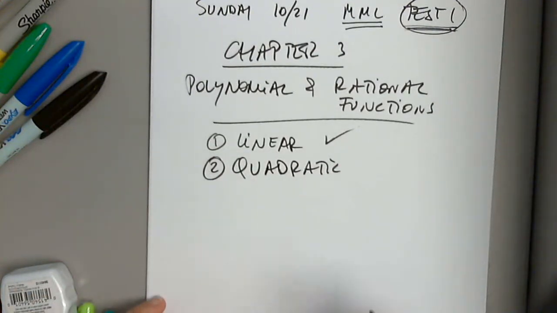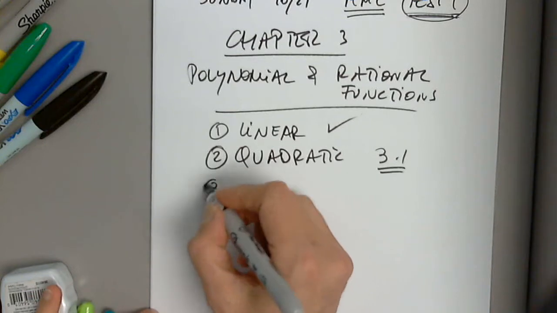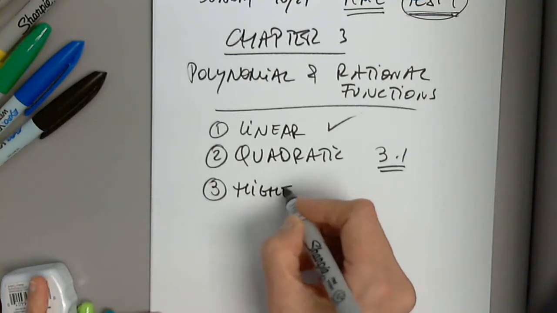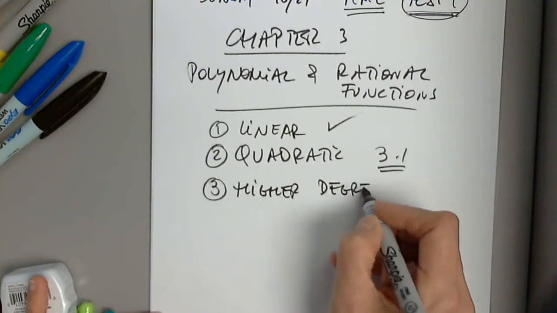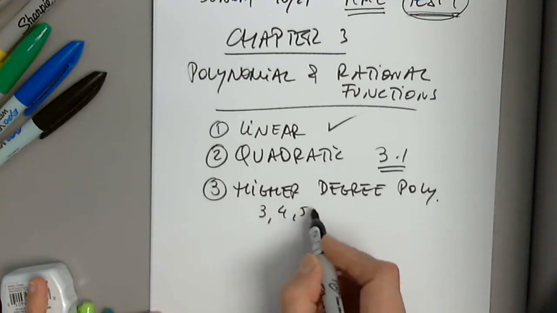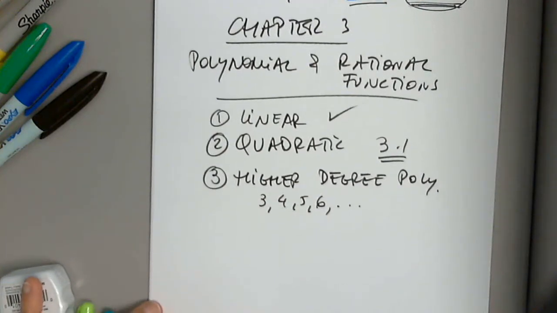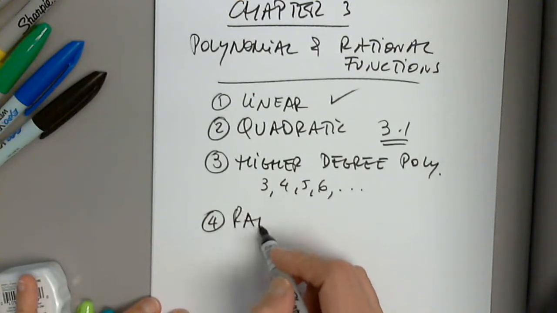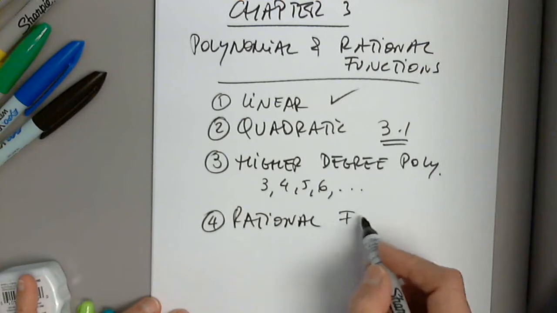This is what we're going to discuss in 3.1. We're going to refresh our memory, and you can say again, we already graphed it in transformations. What else do you want? Okay, we still have a lot to talk about. In 3, we are going to have higher degree polynomial functions, like degree 3, 4, 5, 6, and so on and so forth. And number 4, rational functions.